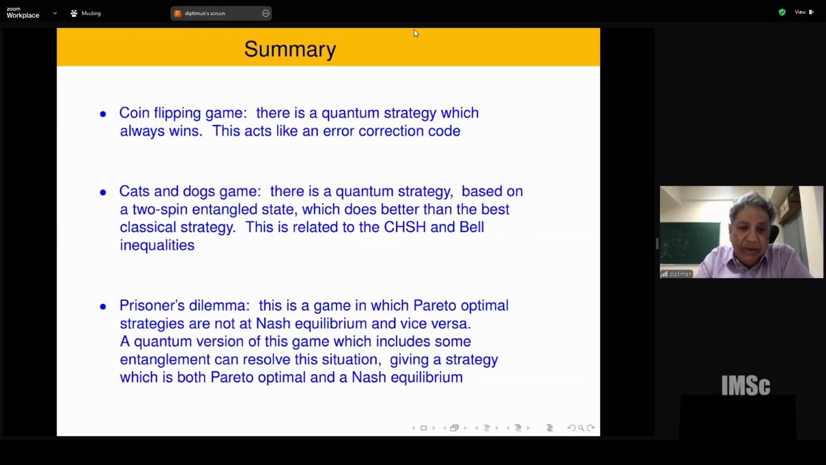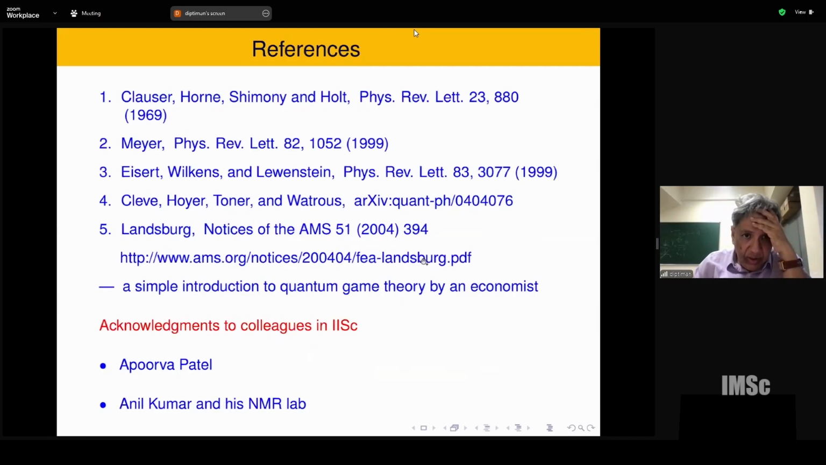And then there's the prisoner's dilemma, the most complicated game in this talk. This is a game in which Pareto optimal strategies are not at Nash equilibrium and vice versa. But a quantum version of this game, which includes some entanglement, can resolve the situation and give a strategy which is both Pareto optimal and Nash equilibrium. Okay, so let me end with some references. The CHSH inequality, which is equivalent to the Bell inequality, is in this paper, 1969. Myers' paper is about the coin flipping game, and then Eisert, Wilkens, etc., is about the quantum version of the prisoner's dilemma.